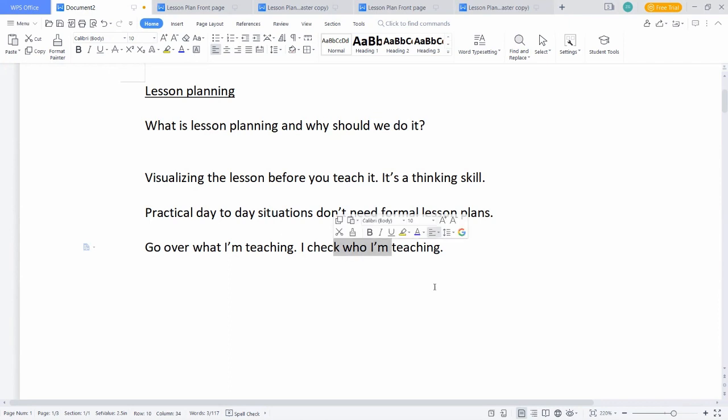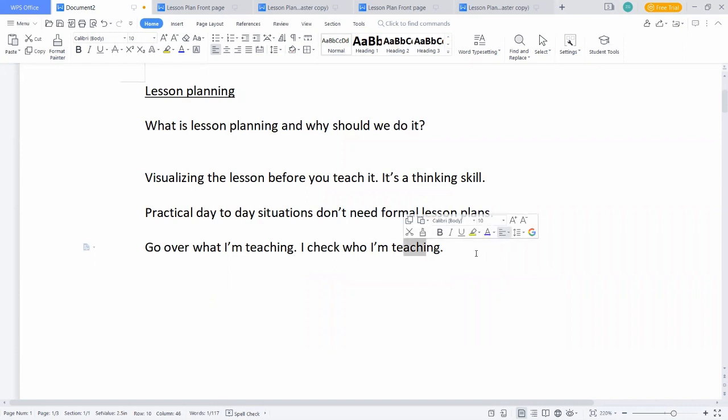For example, if my course book has some materials about skateboarding, if the text is about skateboarding, and I'm teaching a 12-year-old girl who doesn't enjoy skateboarding and isn't interested in the topic, then I might have to reconsider my materials.